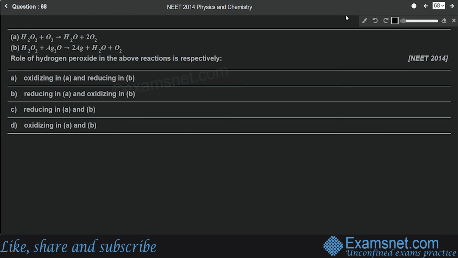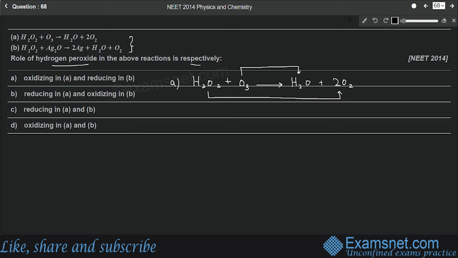Question number 68 is from the chapter redox reaction, and the question is: role of hydrogen peroxide in the above reactions is respectively. Two reactions are given here, and we have to identify the role of hydrogen peroxide, whether it is acting as an oxidizing agent or a reducing agent. So let's write down the reaction. First reaction is H2O2 plus ozone, that is O3, gives water plus oxygen. So here hydrogen peroxide is getting converted into oxygen and ozone is getting converted into water.